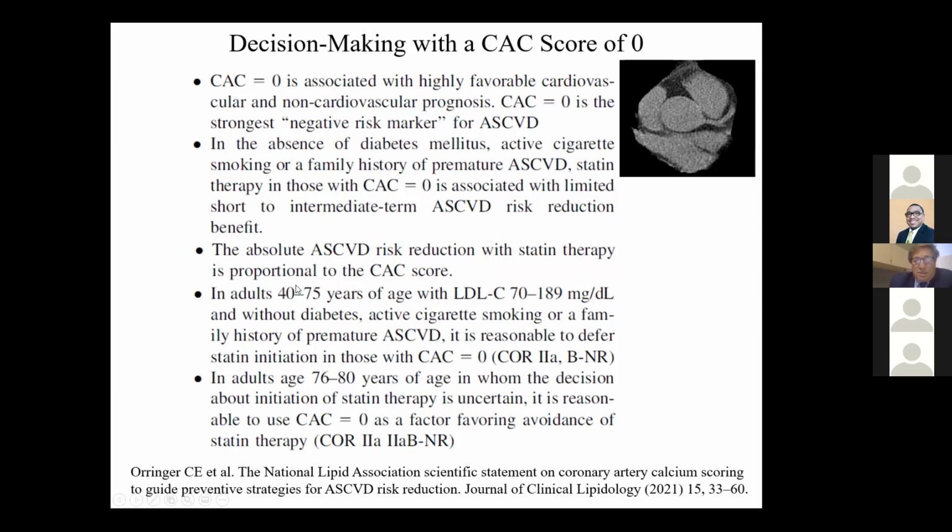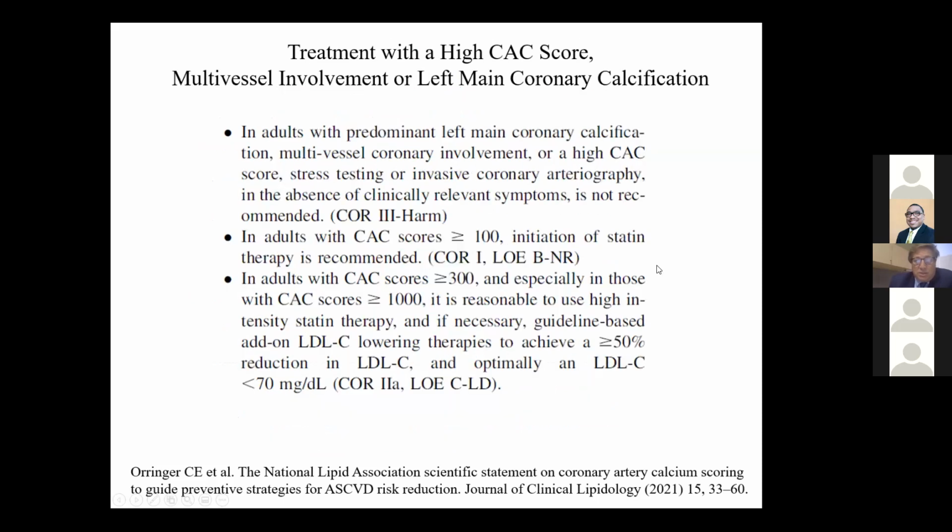Again, in these adults age 40 to 75 without other known risk factors, with a score of 0, it is reasonable to defer statin initiation. In patients 76 to 80 in whom the decision about initiation of statin therapy is uncertain, with a calcium score of 0, there's a factor favoring avoidance of statin therapy. So again, concrete guidelines that you can use to make decisions.